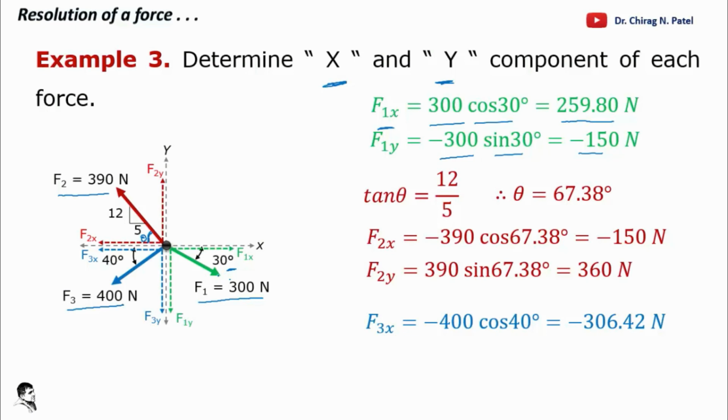F3x, that is with a 40 degree angle in the minus x direction, so that is minus 400 cos 40. So the answer would be minus 306.42 Newton. F3y, that is 257.12 Newton. So these are the components of this F3 force. So you can see that these are the final answers of the different components for the F1, F2 and F3 forces.